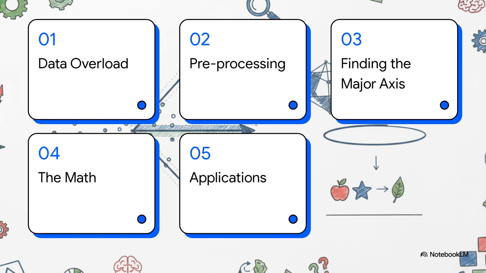Okay, so here's our roadmap for the explainer today. We'll be hitting 1. Data overload and hidden redundancies, 2. Pre-processing, 3. Finding the major axis, 4. The math, and finally 5. Real-world applications. Let's dive in.